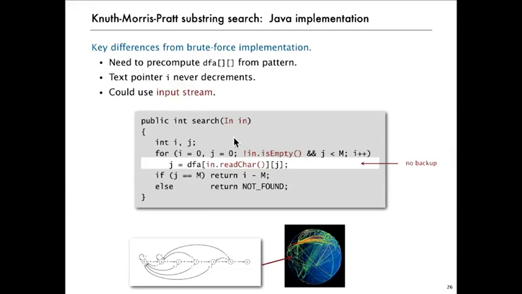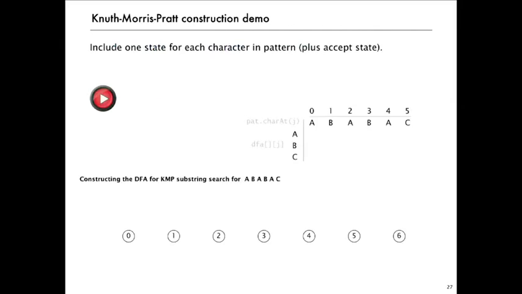So this is the key: you have a pattern, you can spend some time building this DFA table in pre-processing, but then when you get the text, just index into this table for every text character, and you're doing your substring search. So you can build a machine that does this, no backup. Okay, so let's take a look at what it means to construct this DFA.